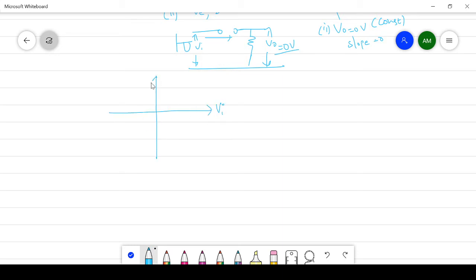Between input voltage and output voltage, when we apply the positive voltage, the slope is 1. When we apply the negative voltage, the slope is 0. So this part is the clipped part here.